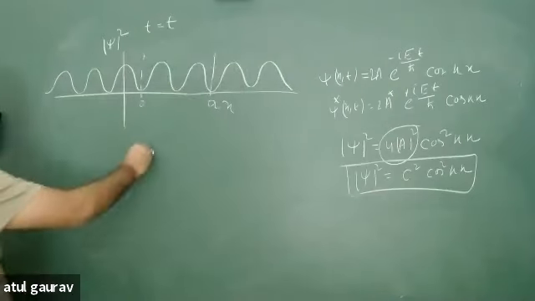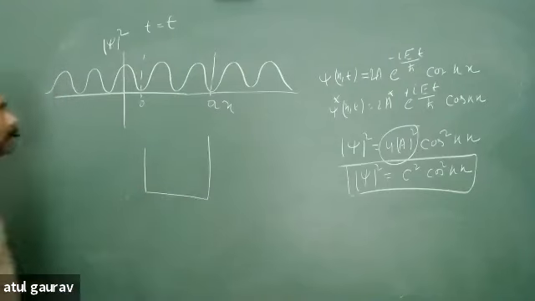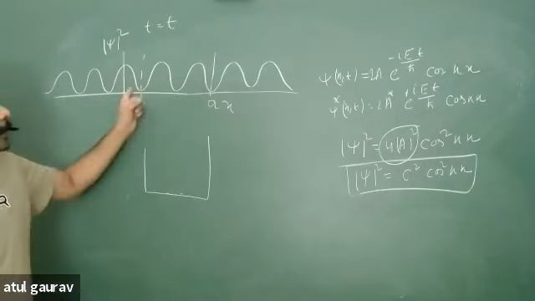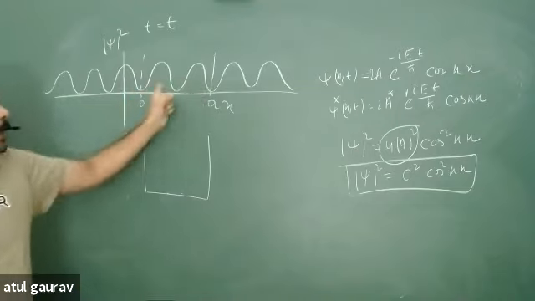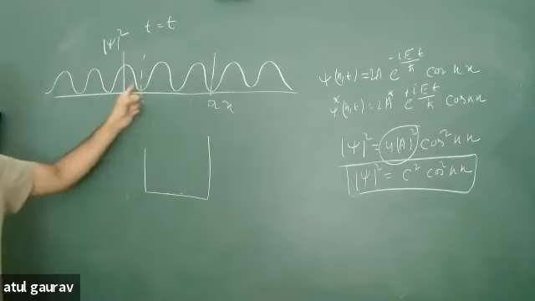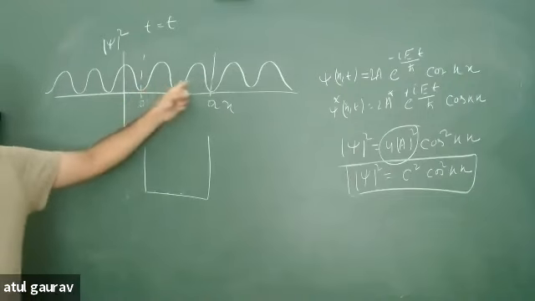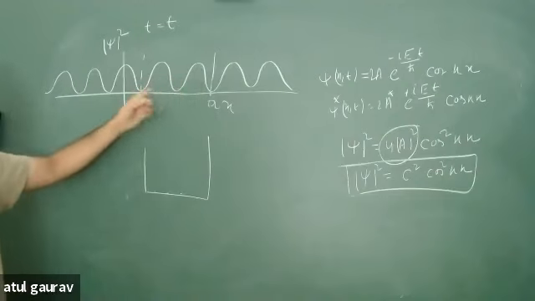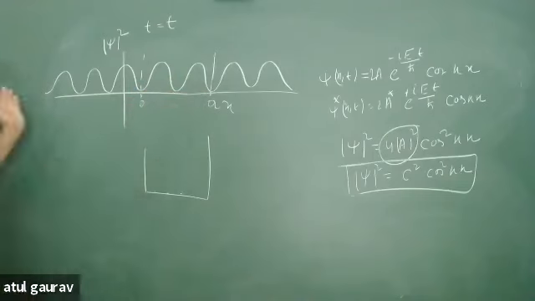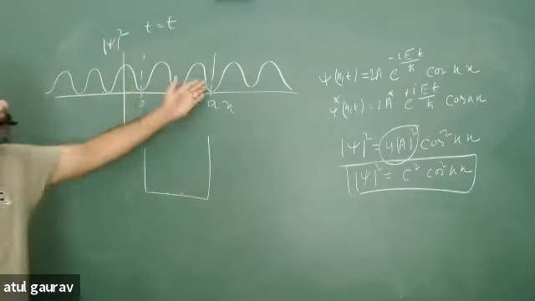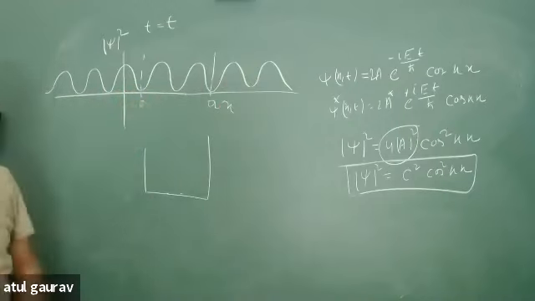Now what will happen? In the first measurement, maybe the particle is here. Second measurement, maybe the particle is here. Third measurement, maybe here. Fourth measurement, maybe here, because there is a probability to find the particle anywhere between 0 to a. In fact there is some probability to find the particle anywhere from minus infinity to plus infinity, but deliberately I have confined the particle between 0 to a.